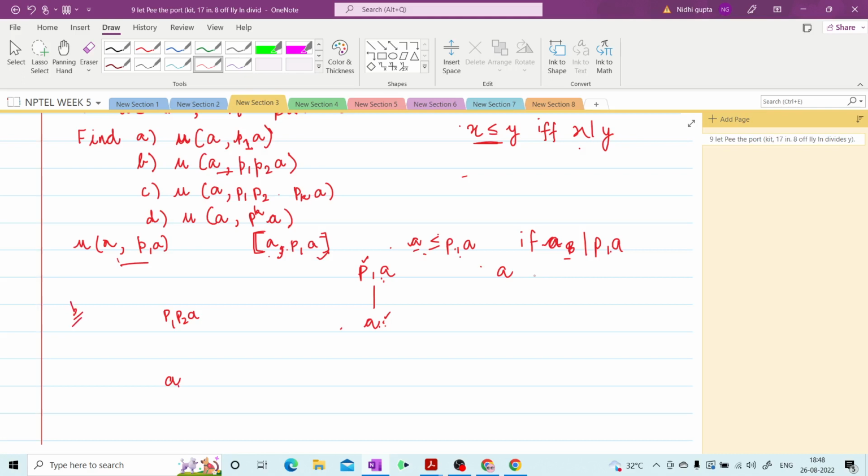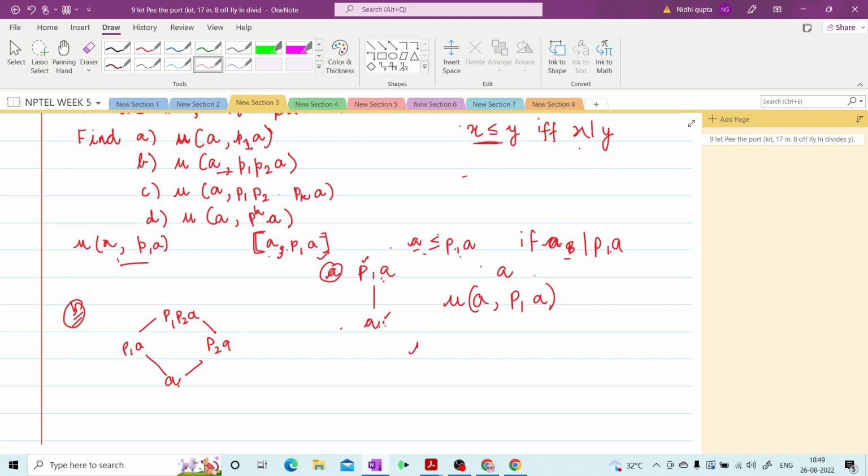That P1A to P1 P2A, it can come, or P2A to P1 P2A. Very good. So this diagram will be this. Now A is this Hasse diagram and B is this Hasse diagram. So now we want to find first the Mobius number for A and P1A.